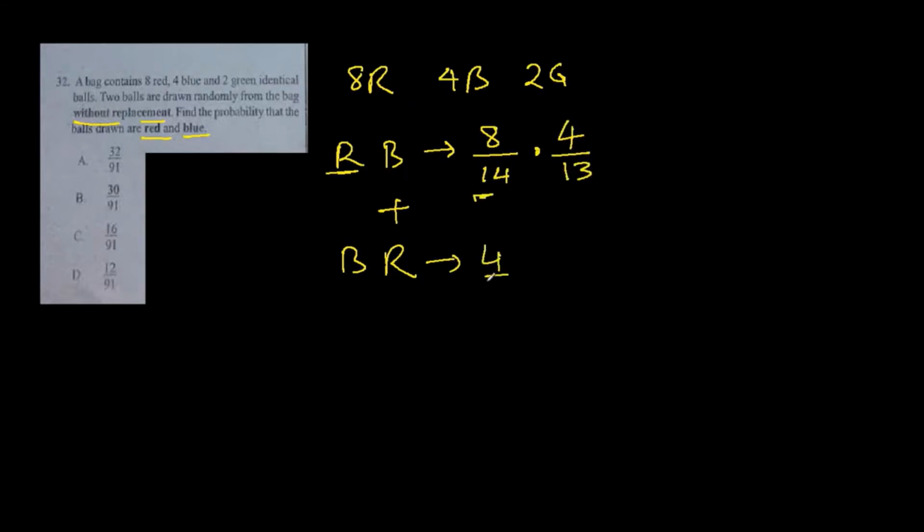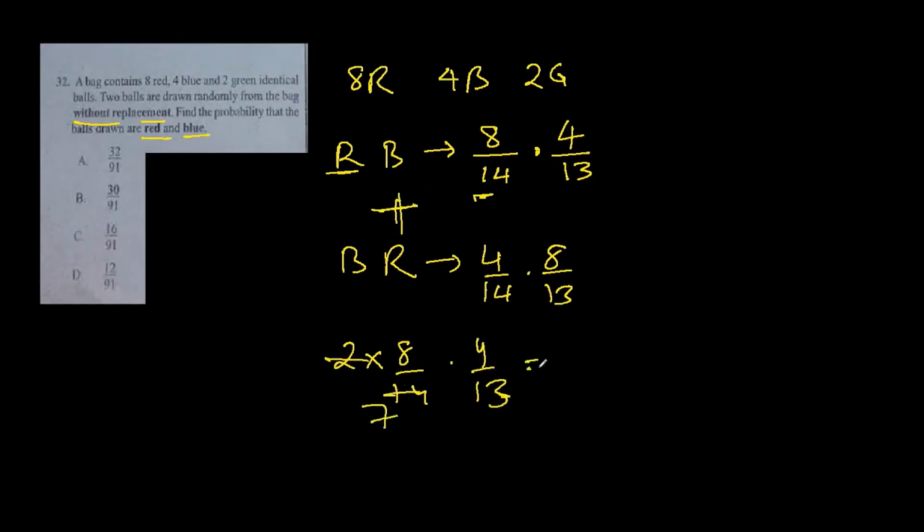Similarly, here it will be 4 over 14 multiplied by 8 over 13, which is exactly the same, just some rearrangement. So the answer will be 2 times 8 over 14 times 4 over 13. Since both of them are the same, you add or multiply by 2 is the same thing. So I will do that here. So 13 times 7 is 91, 8 times 4 is 32. This is the probability, A.